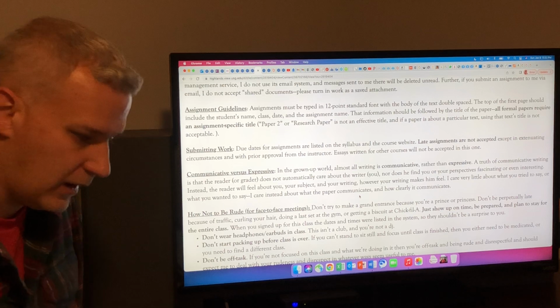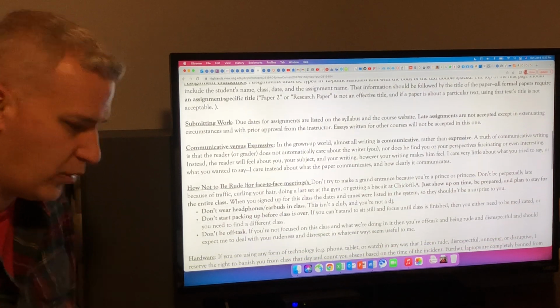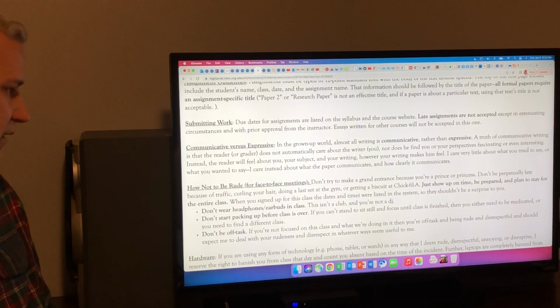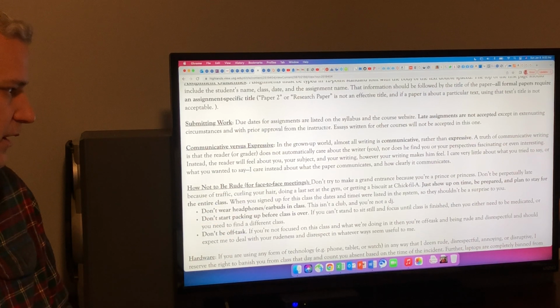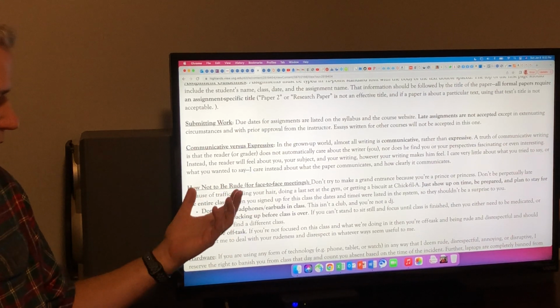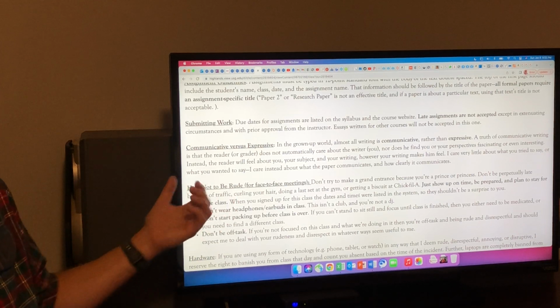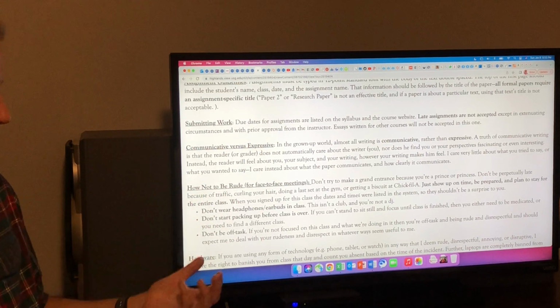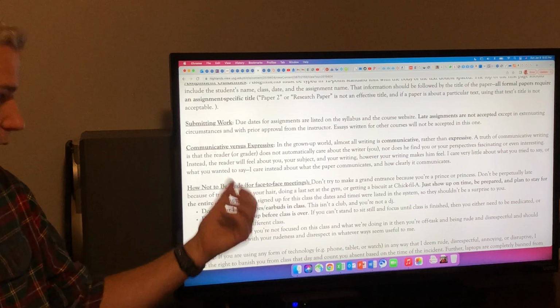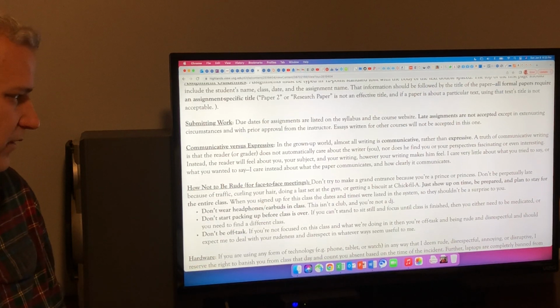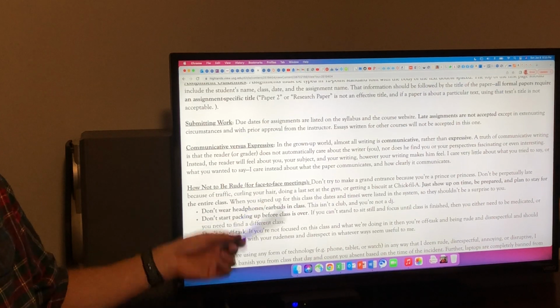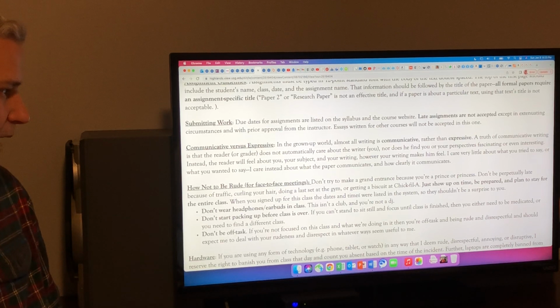One other thing that I think is important to point out: I grade for communicative writing. In the grown-up world, almost all writing is communicative rather than expressive. The big difference between communicative and expressive writing, a truth of communicative writing, is that the reader doesn't automatically care about you, the writer, nor does he find you or your perspective interesting. The reader will feel about you, your subject, and your writing however the writing makes him feel.